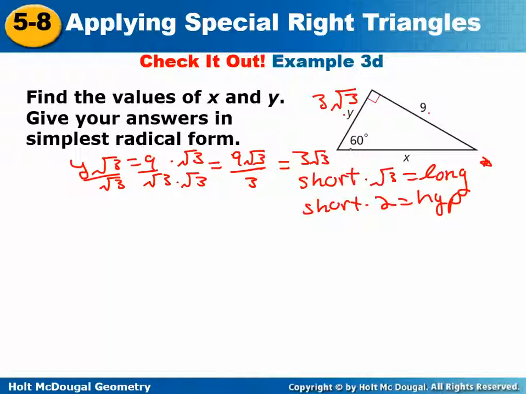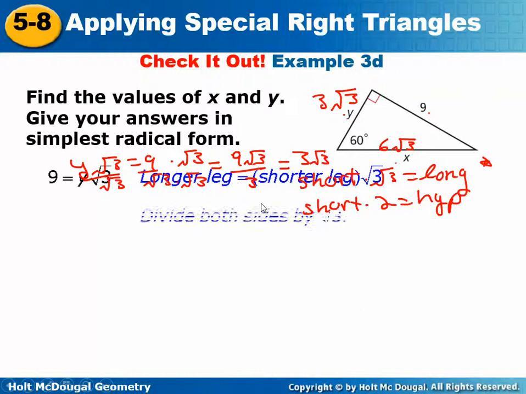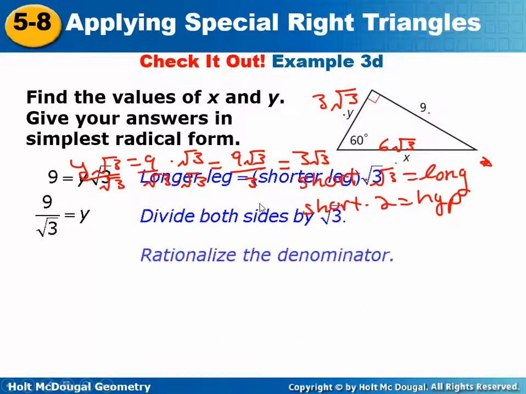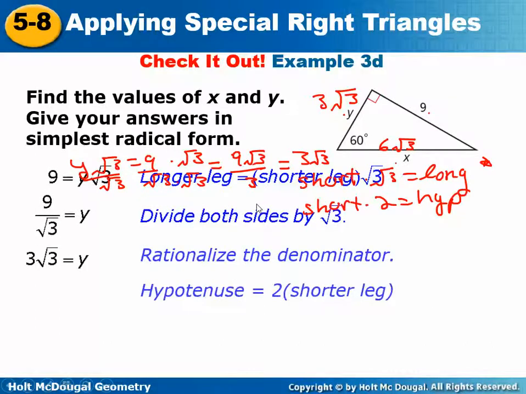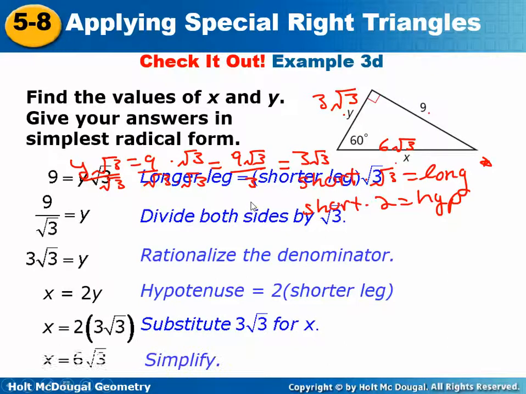Once you know the short leg, multiply that by 2 to get your hypotenuse. So 3 times 2 is 6 times the square root of 3. Remember, you do not multiply inside the square root when you multiply that by 2. So the short leg is 3 square root of 3, and then the hypotenuse would be 6 square root of 3.